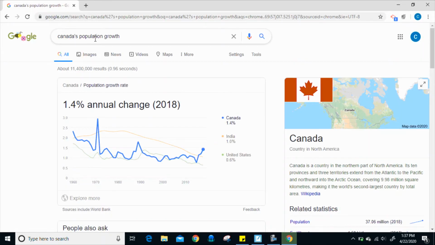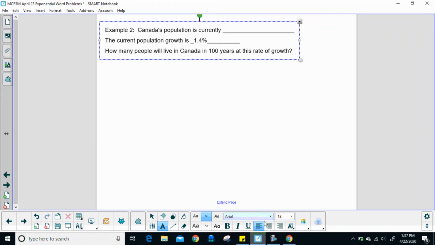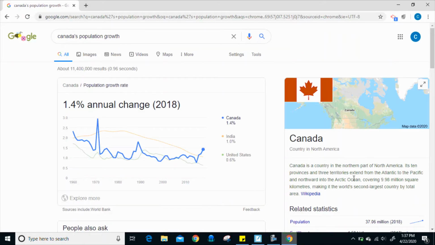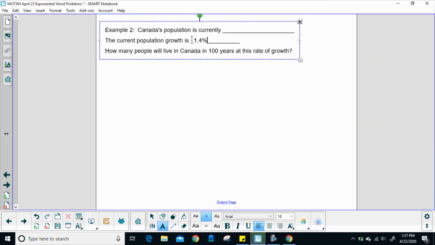I just typed in Canada's population growth, and it is currently at 1.4%. So it's changed over the years. Some years it's more, some years it's less. We are currently at 1.4% annual change. So I'm going to write that in there. Our current population growth is 1.4%. Okay. And what's our current population? We have a current population of 37.06 million. So that was in 2018. So let's go with that number, 37.06 million.